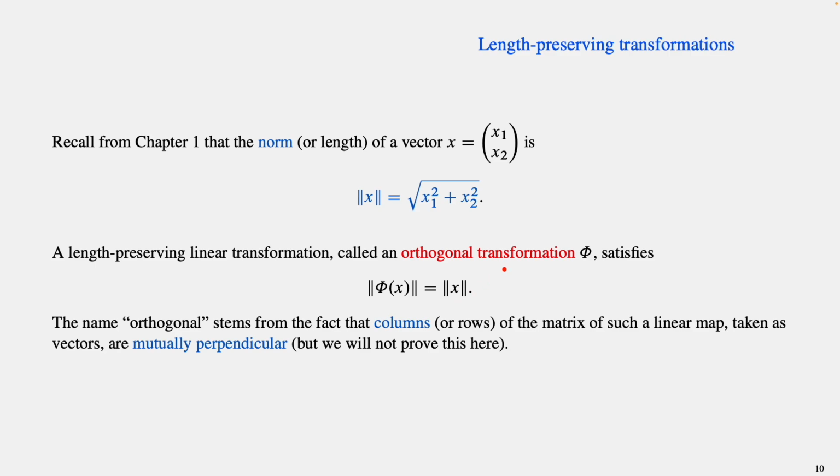And they are called orthogonal transformations because their columns, or also their rows, in the matrix representing them are mutually perpendicular to each other, but this is not something I will pursue any further here, so you can try to prove this if you like or look it up, but I just state it here to explain where the name orthogonal comes from.